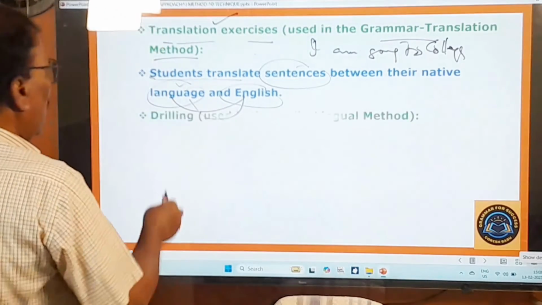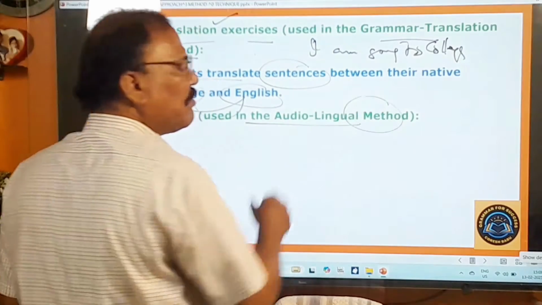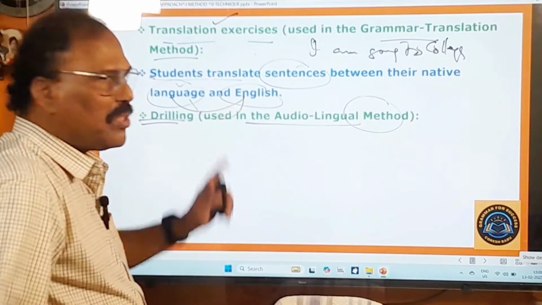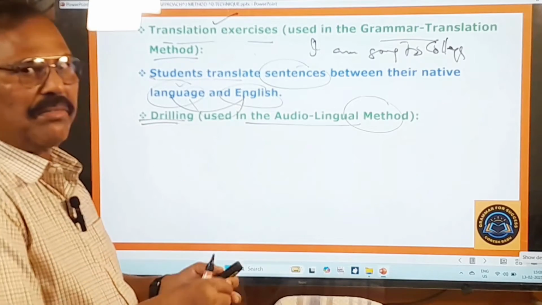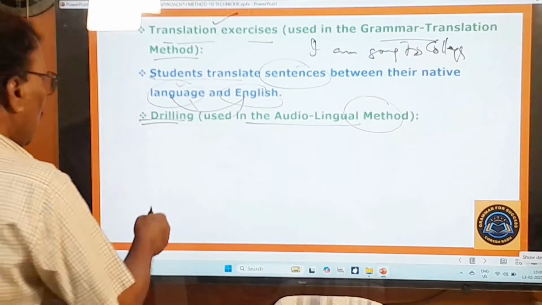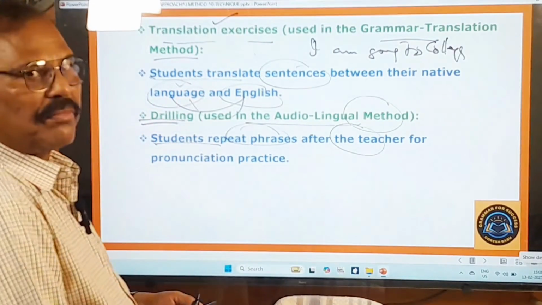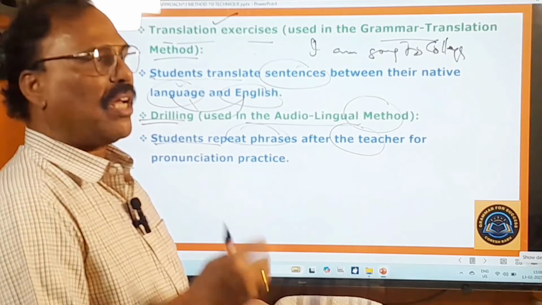Right, and here, drilling. Drilling is very important, used in the audiolingual method. In this method, drilling is used. Drilling means you have to drill, you have to repeat. Let us see: students repeat phrases after the teacher. This is drilling.